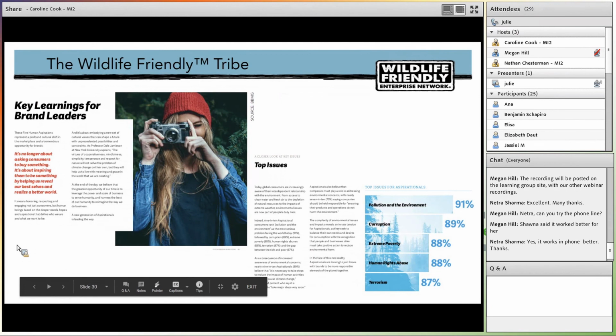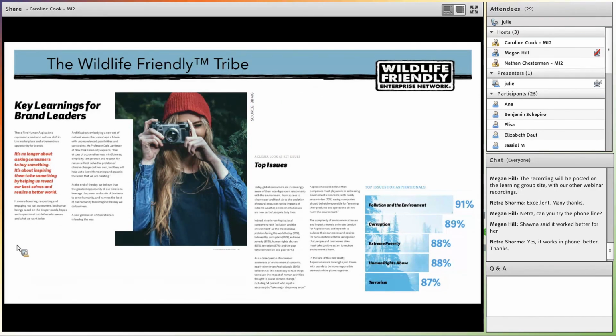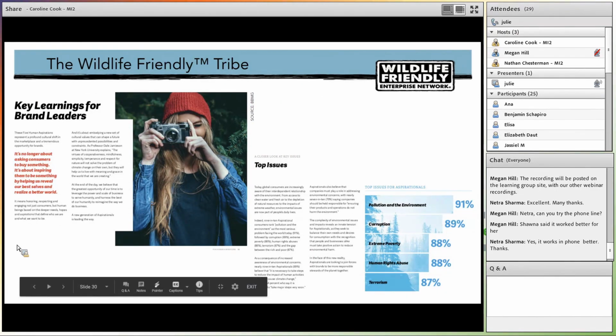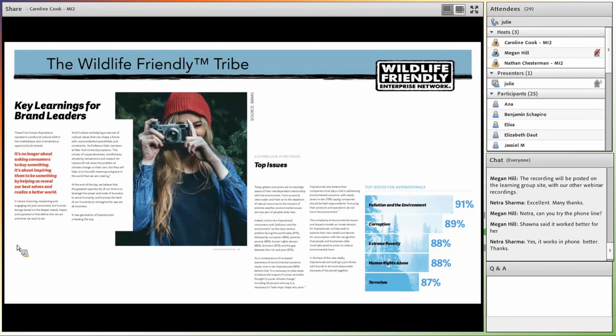So on the right side of the slide, what are their top issues? 91% of aspirational consumers rank pollution and the environment as the most serious problem facing the world today. 70% believe that companies must play a role in addressing environmental concerns, saying that companies should be held responsible for ensuring their products and operations do not harm the environment. And they're looking to join forces with brands to be more responsible stewards of the planet together.